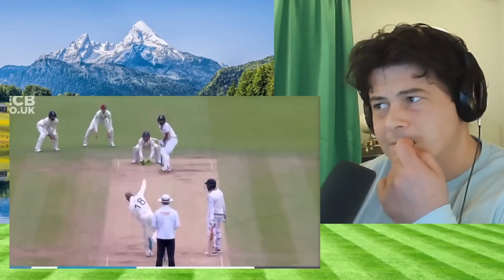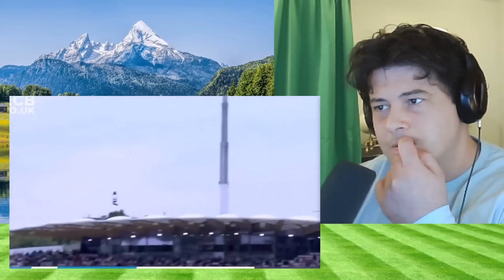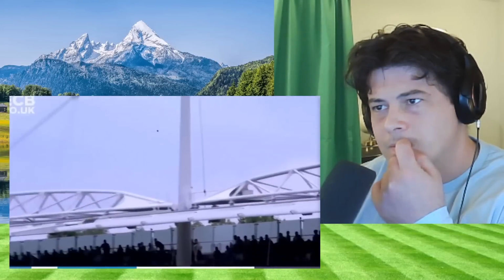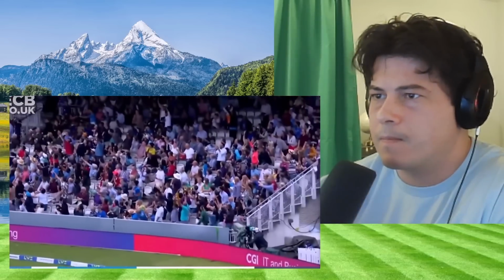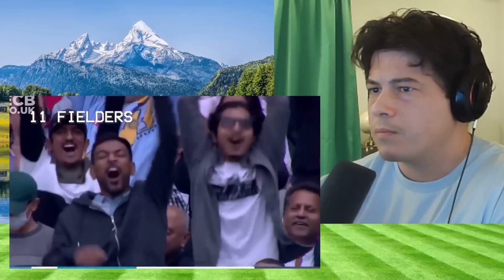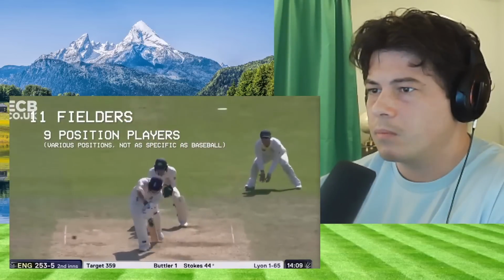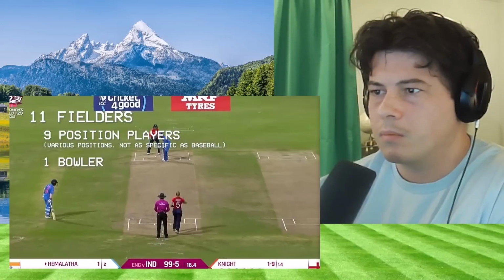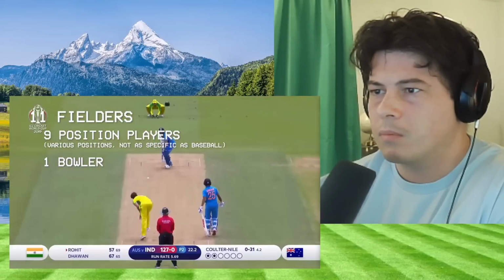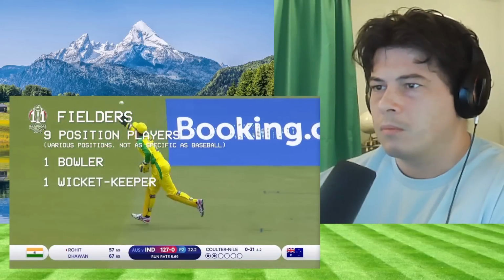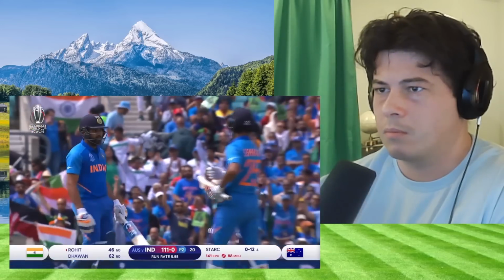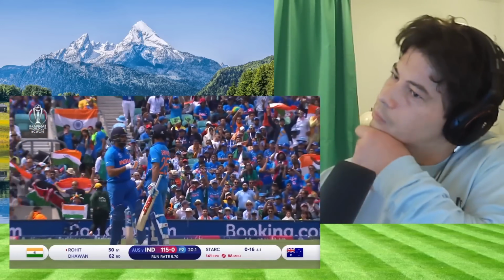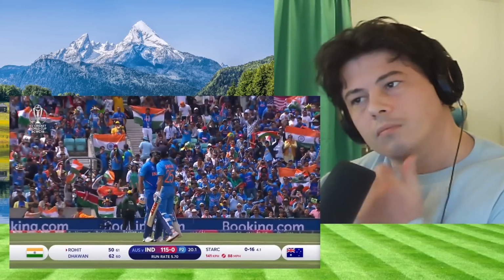Basic gameplay. So cricket is a game played between two teams of 11 players. When a team is fielding, all 11 of its players are on the field at the same time. 9 players are out in the field at the various positions, and then there's one bowler, who is basically the pitcher, and one wicketkeeper, who is basically the catcher. And then the team that is batting has 2 players at bat at any given time.